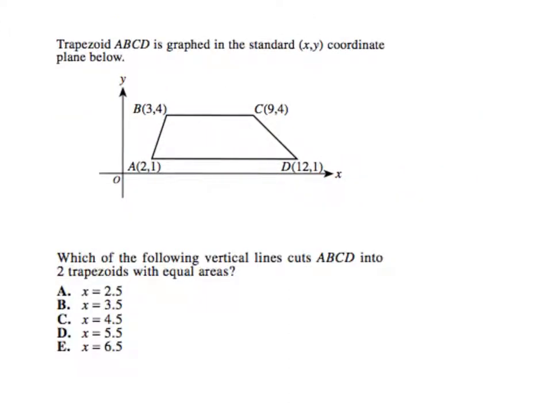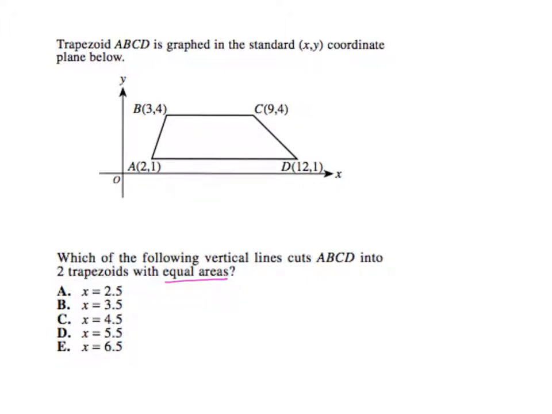Okay, so this last one here, same trapezoid going on. This one's a little bit tougher of a problem, and I am gonna explain this one a little bit slower. So this problem here is still a geometry problem, but what it's asking is, which of the following vertical lines cuts this trapezoid, A, B, C, D, into two trapezoids with equal areas. Okay.